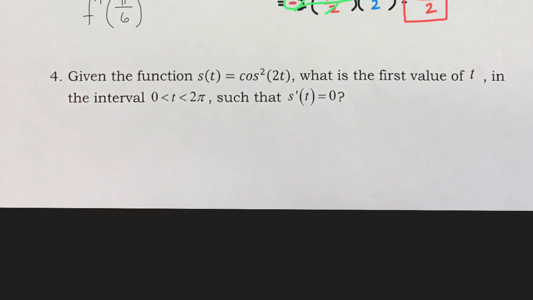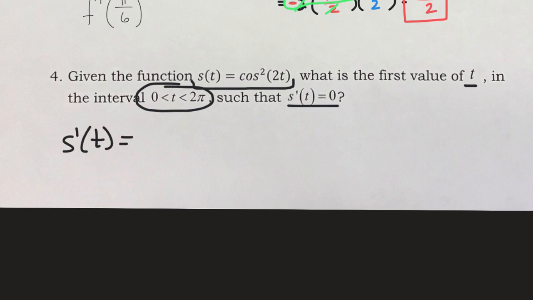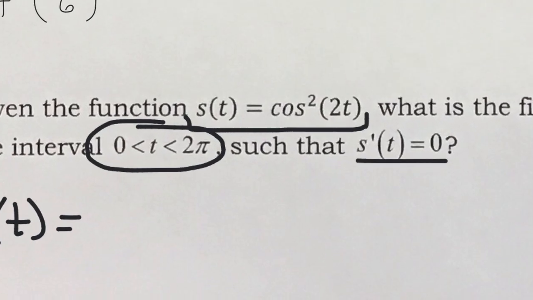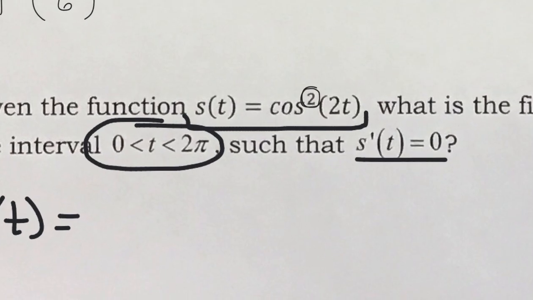Here is your function now for number 4, cosine squared of 2t. What is the first value t from your unit circle such that the derivative equals 0? Okay, so the first thing we have to do is take the derivative, s prime at t. So once again, this has a 2 here, right? It has a 2. So that's going to be our first step in this chain rule derivative.